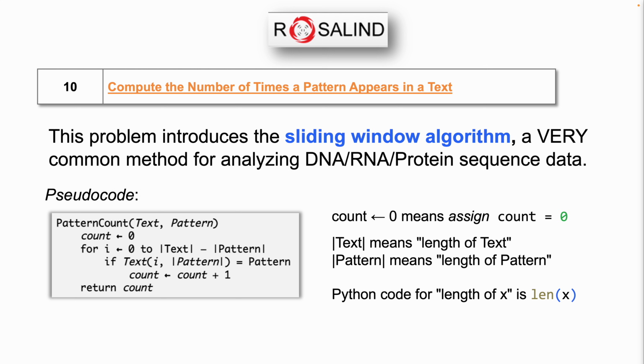But the book that this comes from uses this shorthand, like count with this back arrow and a 0. That means assign a variable named count the value of 0. And then the shorthand where it looks like the absolute value of something, with a pipe, then a word, and then a pipe, means the length of that thing. So right here, it says i equals 0 to the length of text minus the length of pattern. That's the English translation of that line.